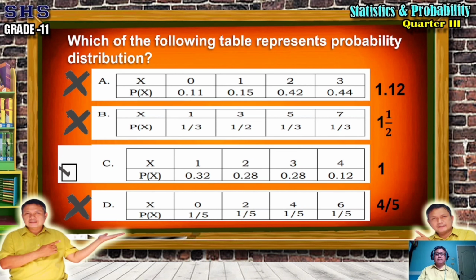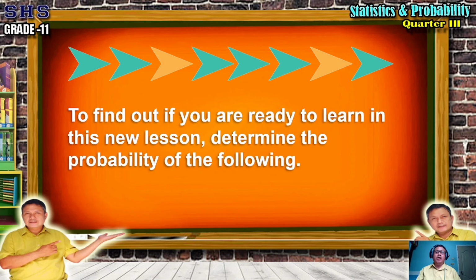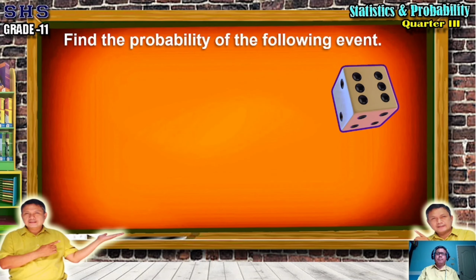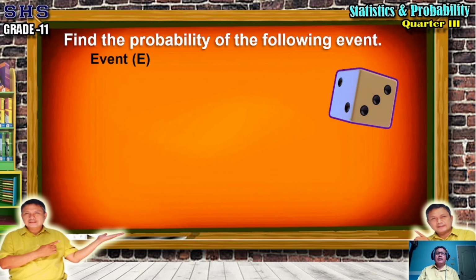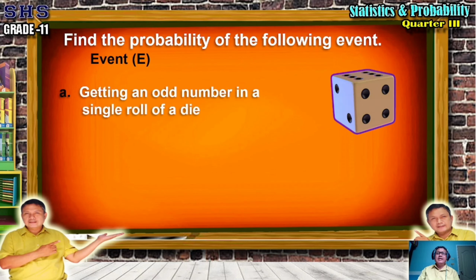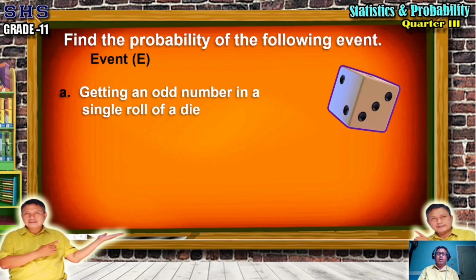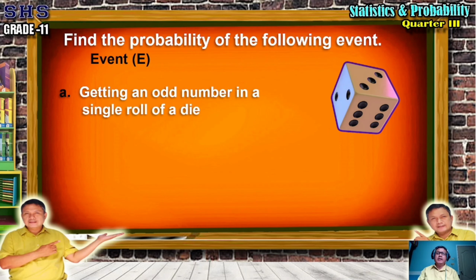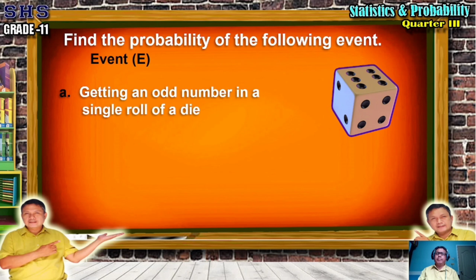Okay, so let us move to the next slide. To find out if you are ready to learn in this new lesson, determine the probability of the following. Okay, so for example, find the probability of the following event. And the given event is this. Letter A, getting an odd number in a single roll of a die. Okay, so again, what is the probability of getting an odd number in a single roll of a die?